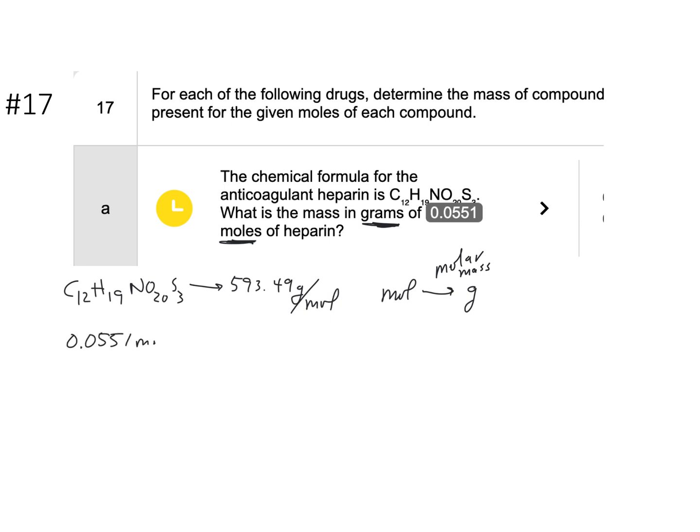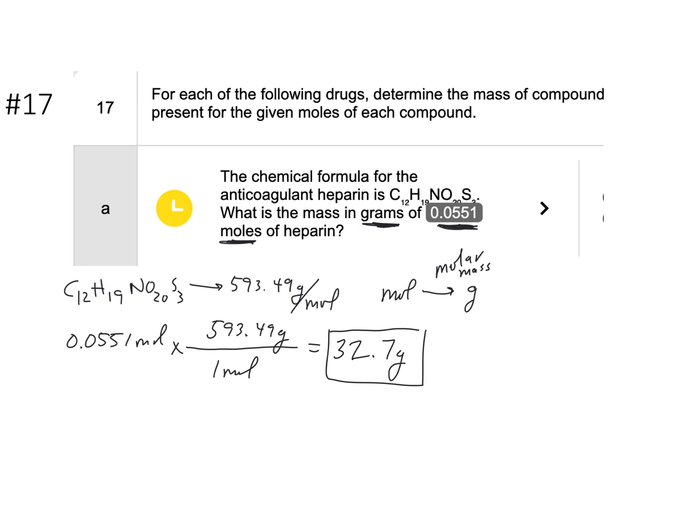All right, so I've got 0.0551 moles. And again, just be careful. Your number might be different than mine. The steps will be the same. So moles, and we know for every 1 mole, 593.49 grams. So I multiply that through and I get approximately 32.7 grams of heparin that we would have in that many moles.